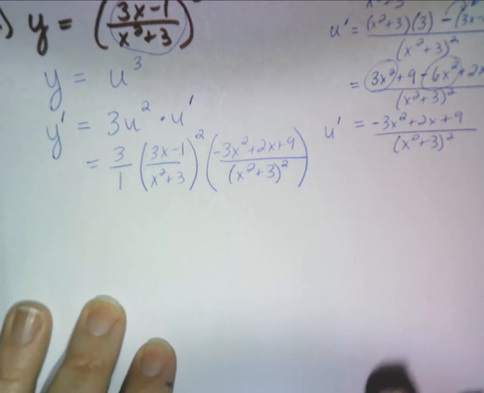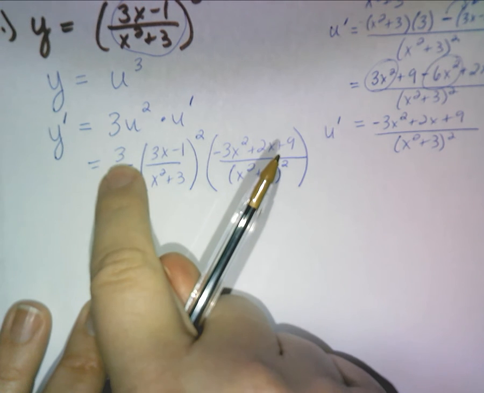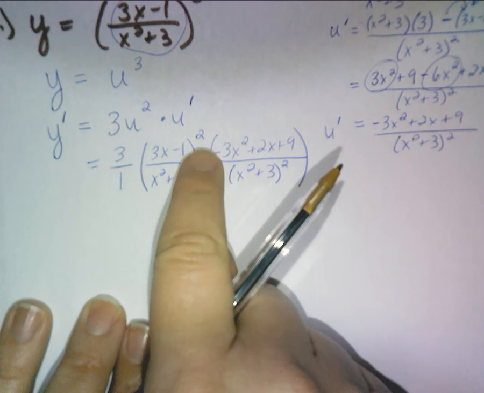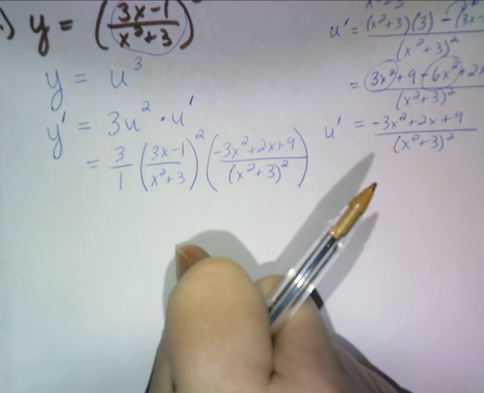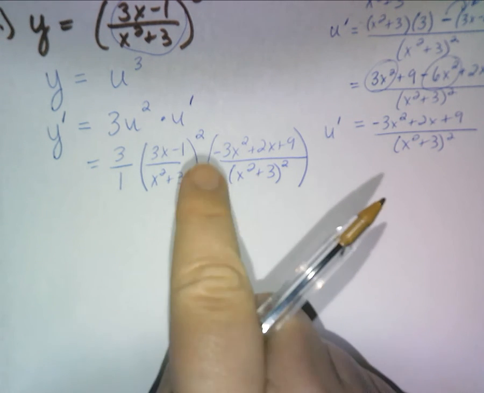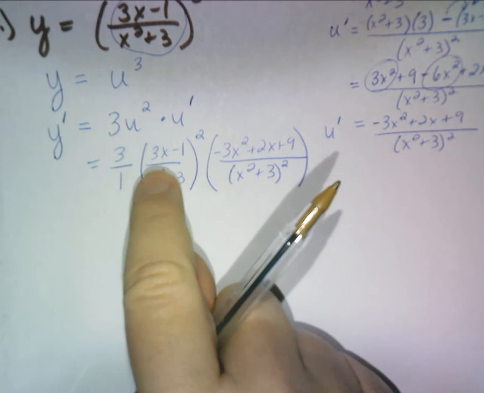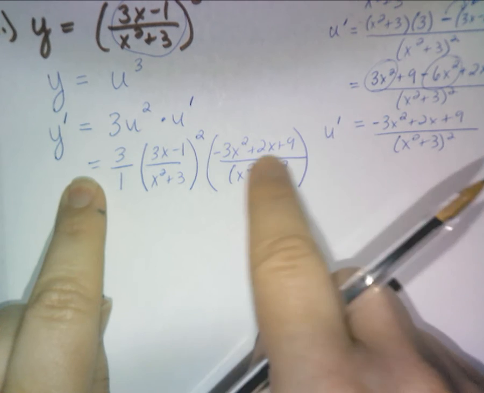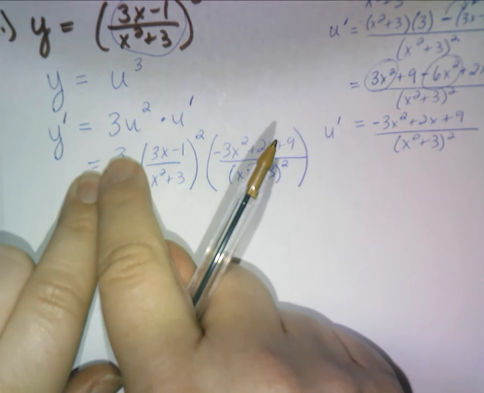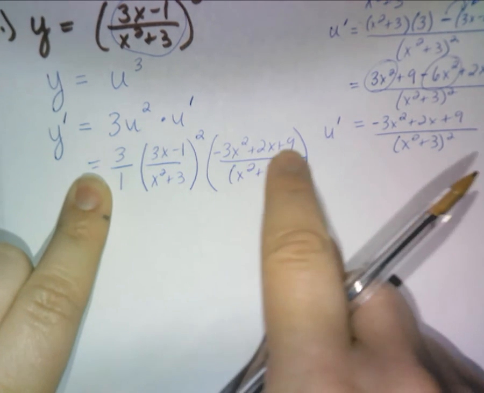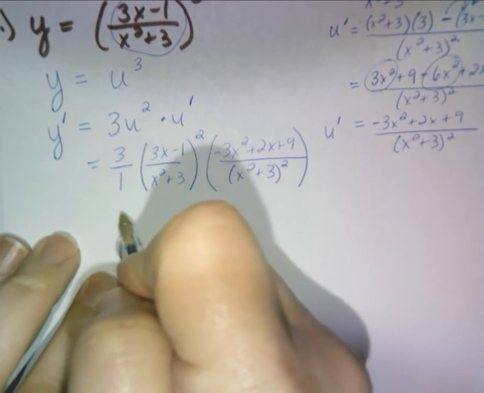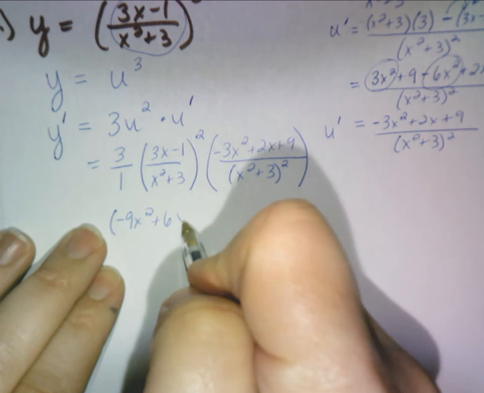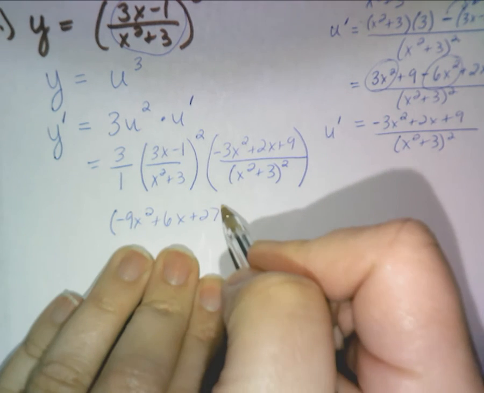All right, now, question. Can that 3 be distributed into here? No. Why not? Because there's a power. Order of operations says, please excuse exponents before multiplying. Can that 3 go into this one? Yes, it can, because this is to a power of 1 right here. So I would put the 3 distributed into this one. I'm going to write it as negative 9x squared plus 6x plus 27. Do you all know where I got that from?